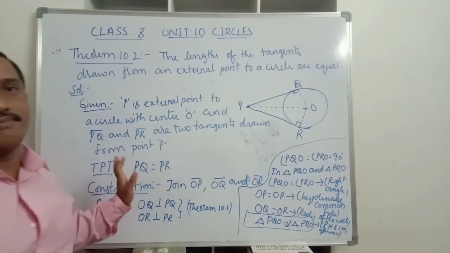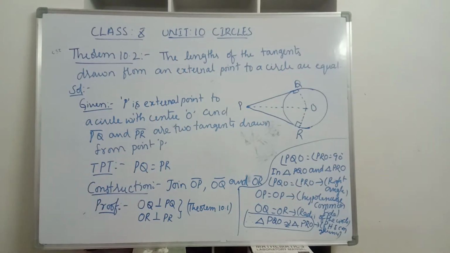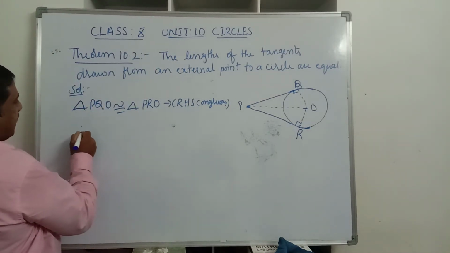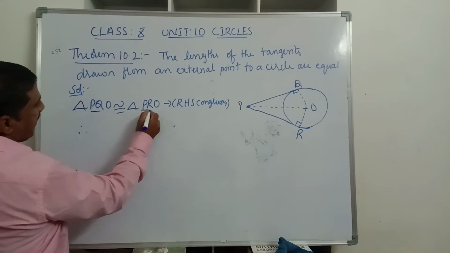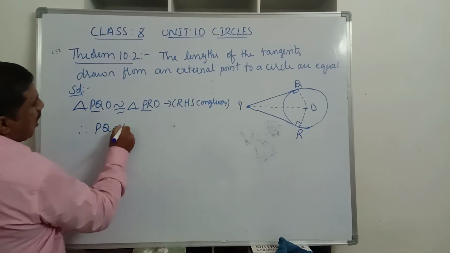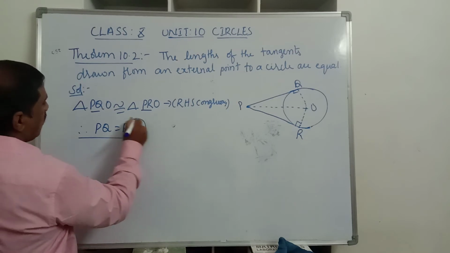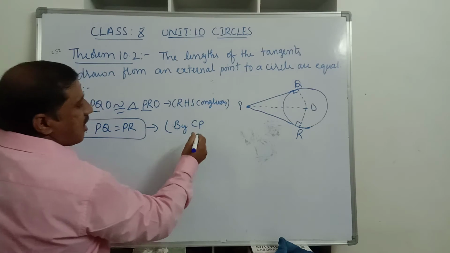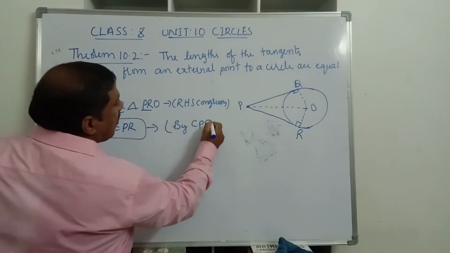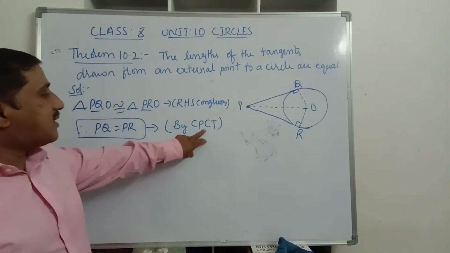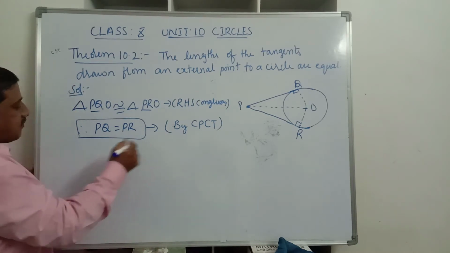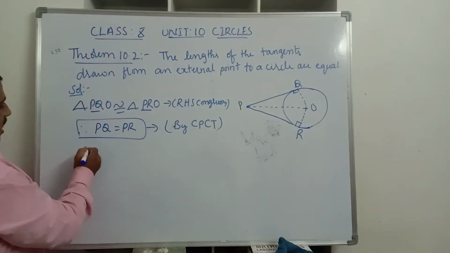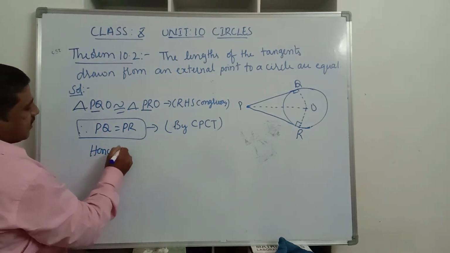Is it clear, children? Now, these two triangles are congruent. Therefore, by CPCT, PQ is equal to PR. PQ is equal to PR by CPCT, that is, corresponding parts of congruent triangles, and hence it is proved. What we had to prove is that PQ is equal to PR. Hence it is proved.